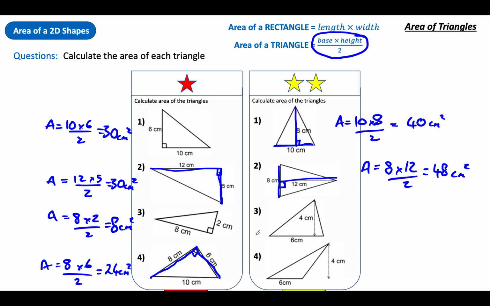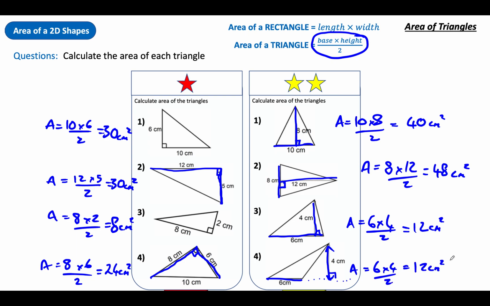This one, again, that's the right way up this time. I've got a base, I've got a height, they're at 90 degrees, so that's good. 6 times 4, divide by 2. 6 4s are 24, divided by 2 to get 12 centimetres squared. And lastly, I have my base, I have my height, and the height is at 90 degrees to that baseline, so that's fine. 6 times 4 divided by 2. It's the same area as the one before. It's 12 centimetres squared. Right, a couple of other little ones just to try.